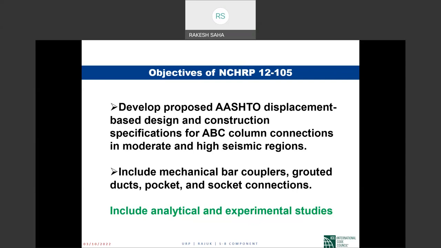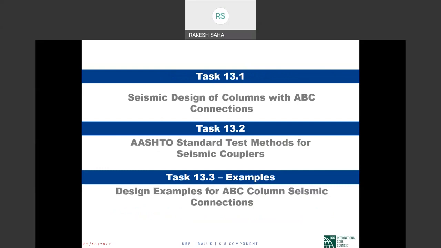As I mentioned before, we did experimental work, some testing, as well as analytical work before we developed the guidelines. In my presentation right now, I'm going to focus on the design related issues, okay? Because I know the audience is designers, and they would be interested in this type of thing.